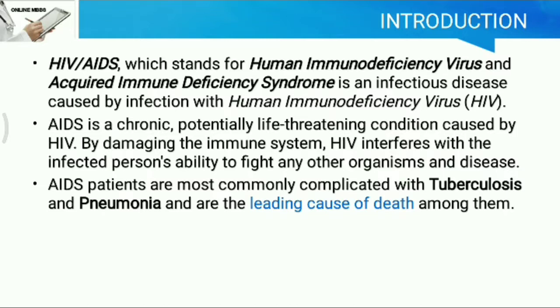What HIV actually does is it damages the immune system, and due to this they can't fight against other diseases, and they mainly die due to that disease. And you can see here in this third point, AIDS patients are most commonly complicated with tuberculosis and pneumonia. These are the most common complications AIDS patients have, and they are the leading cause of death among them. So AIDS patients mainly die due to tuberculosis and pneumonia.